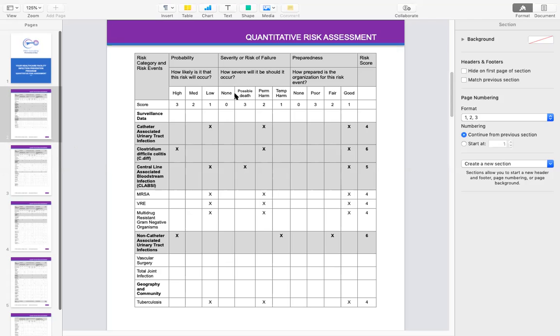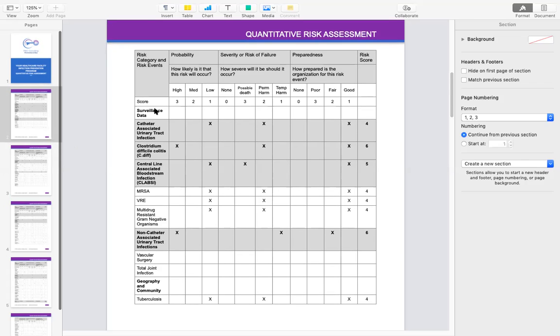So, this is my quantitative risk assessment. And you'll see over here on the left side, I have the different categories and risk events. And I have mine grouped by different sections. So this first section is surveillance data. And then the next grouping here is the probability. So how likely is it that this risk will occur? The severity or risk of failure. So how severe will it be should it occur? And then how prepared are you if it occurs? And that's how you get your risk score, because each one of these responses is going to give you a number that is going to play into your score.